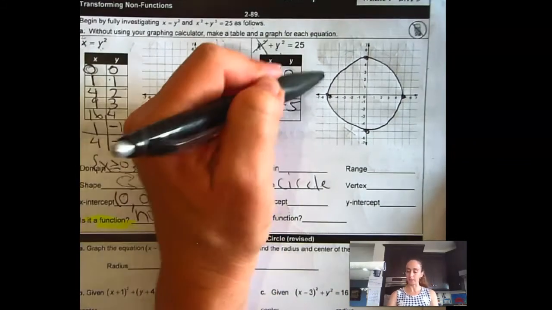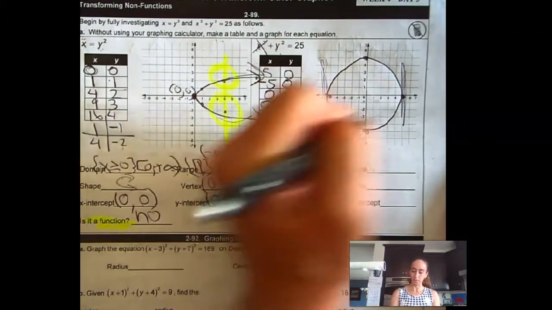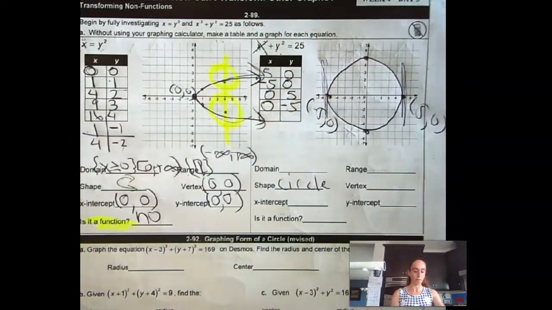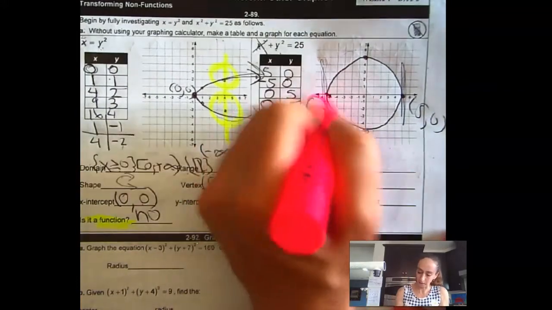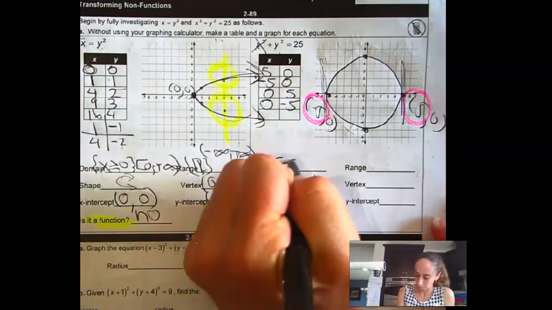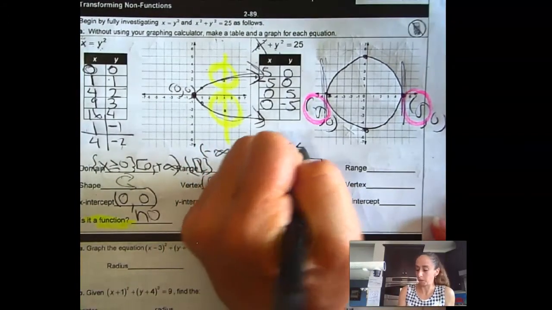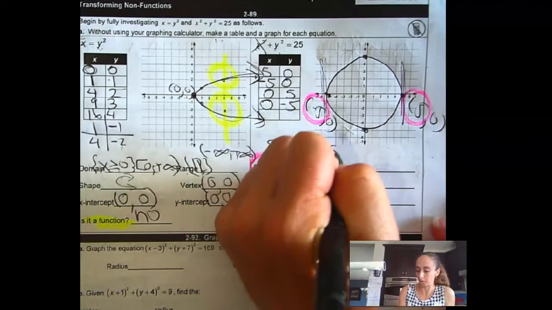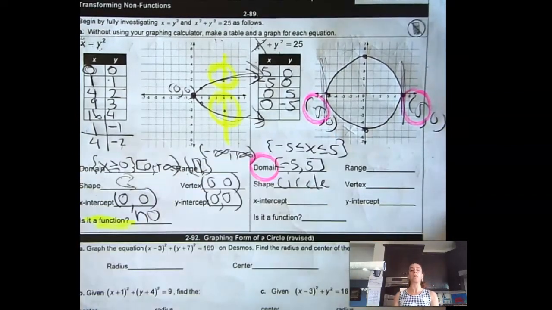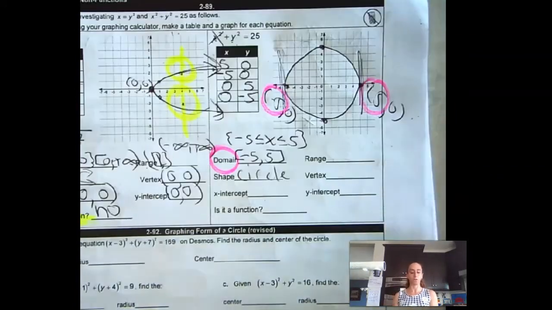Domain is everything to the left and everything to the right. So it starts here at negative 5, 0, and it goes all the way here to 5, 0. So my domain is from negative 5 to 5. Or negative 5 is less than or equal to x, which is less than or equal to 5. It means it is between. Everything in here covers the circle. When it's out there, it's not in the circle.